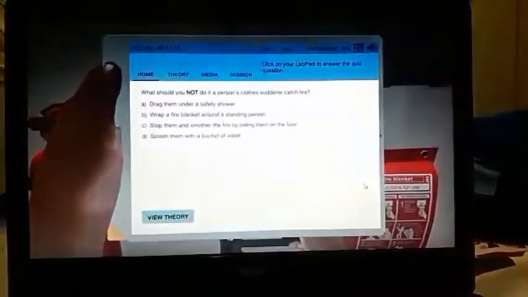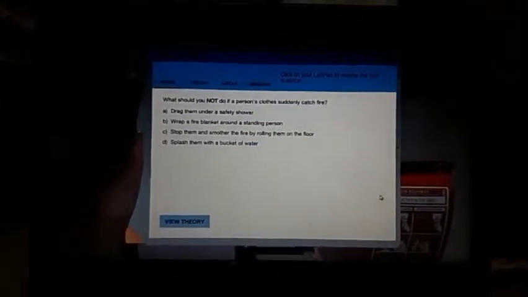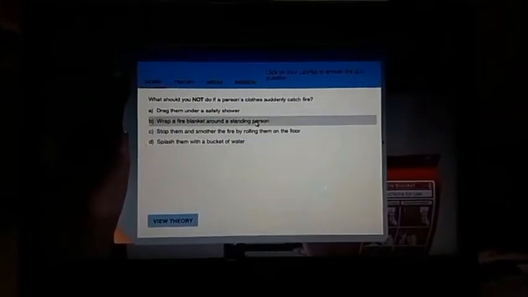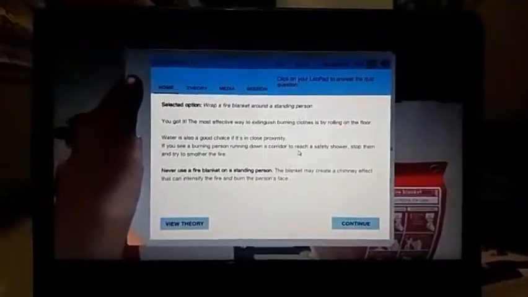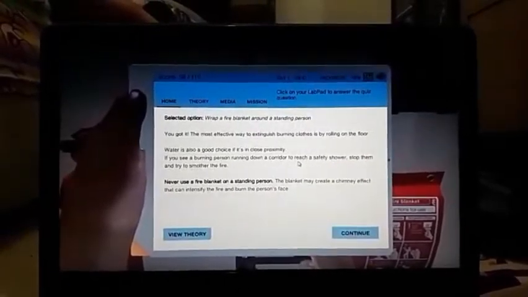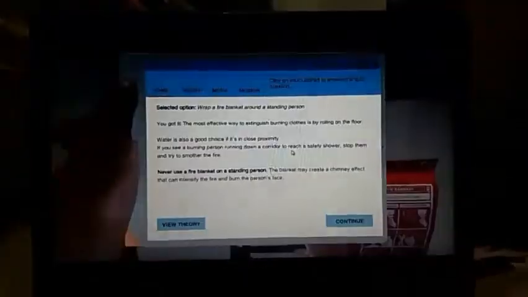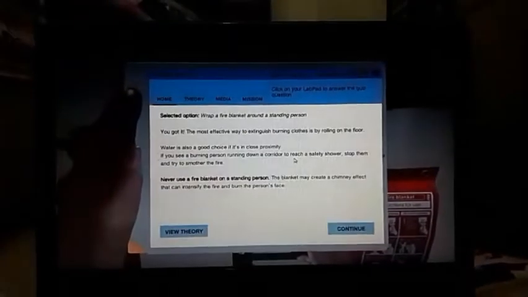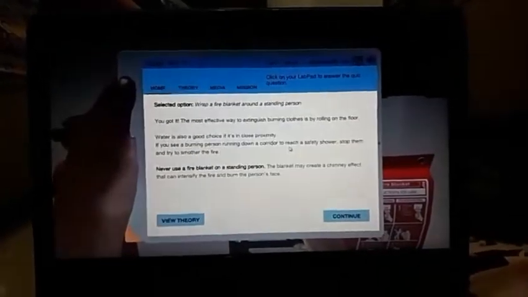What should you not do if a person's clothes suddenly catch fire? You got it. The most effective way to extinguish burning clothes is by rolling on the floor. Water is also a good choice if it's in close proximity. If you see a burning person running down a corridor to reach a safety shower, stop them and try to smother the fire. Never use a fire blanket on a standing person. The blanket may create a chimney effect that can intensify the fire and burn the person's face.